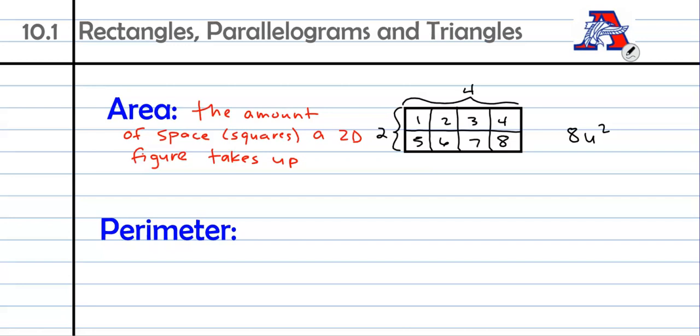All right. And then perimeter is the distance around the outside of a 2D object.